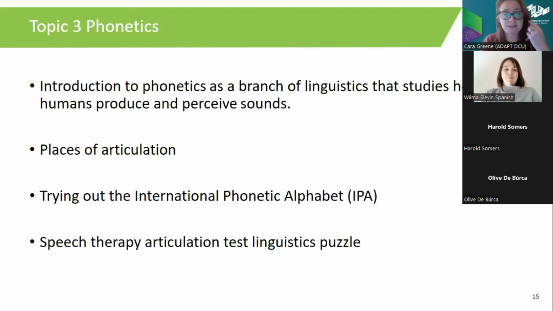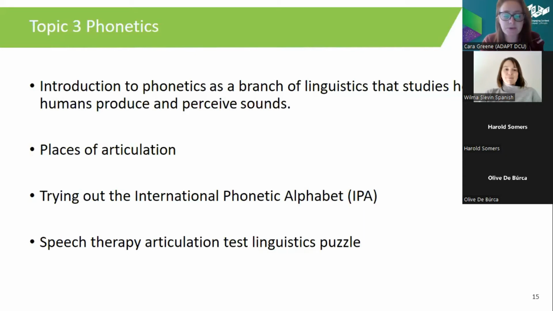Topic 3 is phonetics, so how humans produce and perceive sounds. In this one, the students are put into pairs and get to try out the places of articulation in the mouth. They can also write their name and school in the International Phonetic Alphabet. It's also a good opportunity, as you said, to look at the different languages in the classroom, what languages you speak at home or are learning in school, and use the alphabet for those as well.